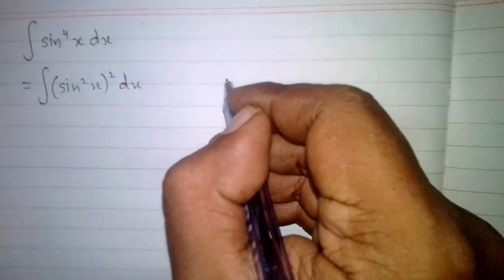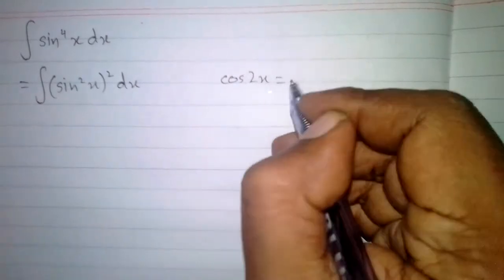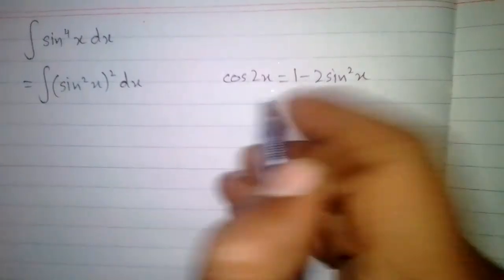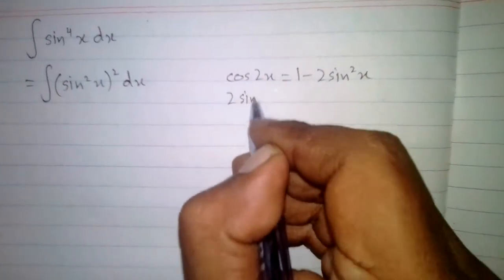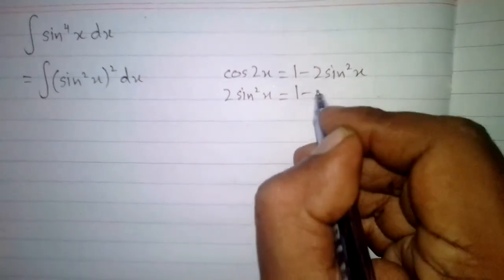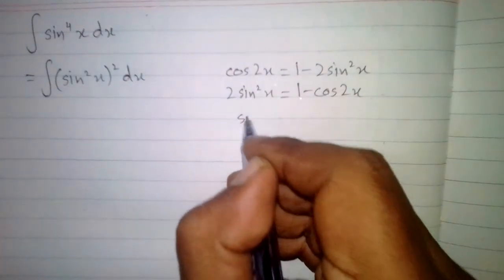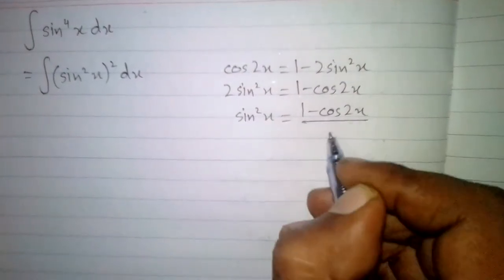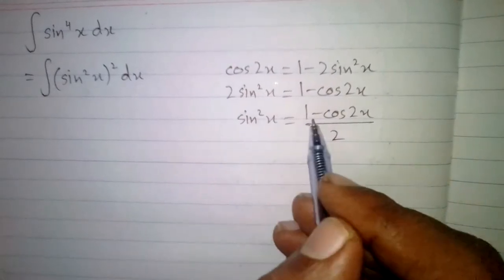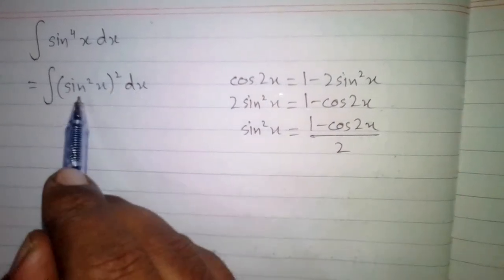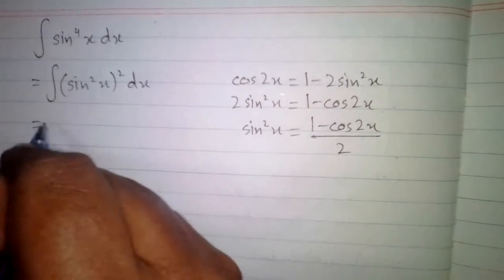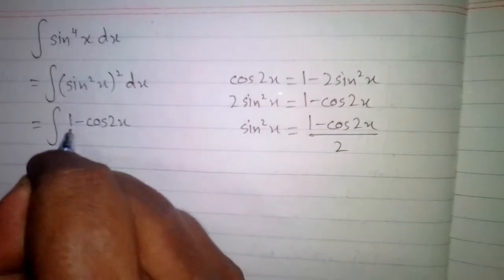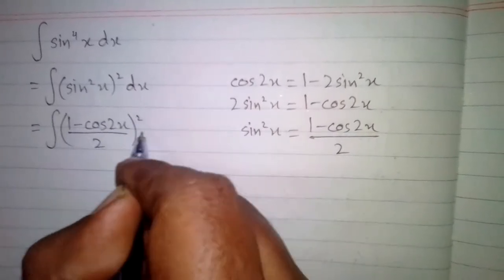Now we know that cos 2x is equal to 1 minus 2 sin²x, and this expression can be written as 2 sin²x is equal to 1 minus cos 2x, and then sin²x is equal to (1 minus cos 2x) upon 2. Now we will put (1 minus cos 2x) upon 2 in place of sin²x over here. So we have the integral of ((1 minus cos 2x) upon 2) whole square.